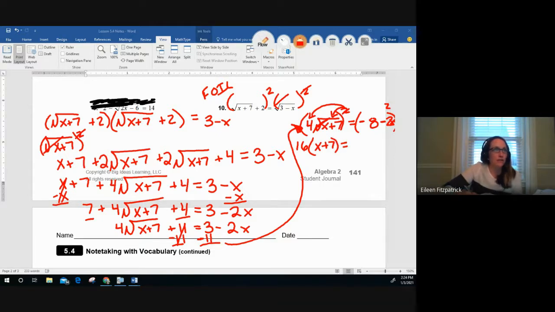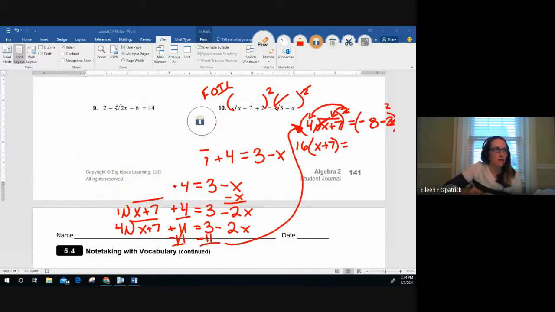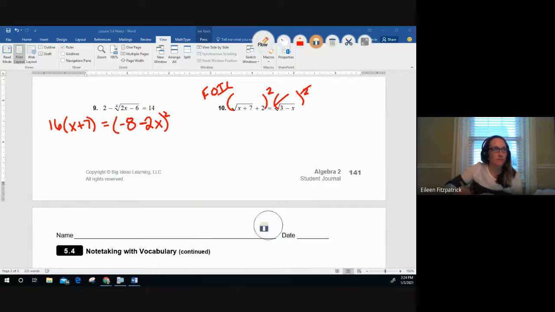You know what? I need more room. Let me erase all this and write down what I have. So I have 16 times x plus 7 on the left-hand side. On the right-hand side, I have a negative 8 minus 2x that I have to square. Okay, so that's where I am right now in the problem.